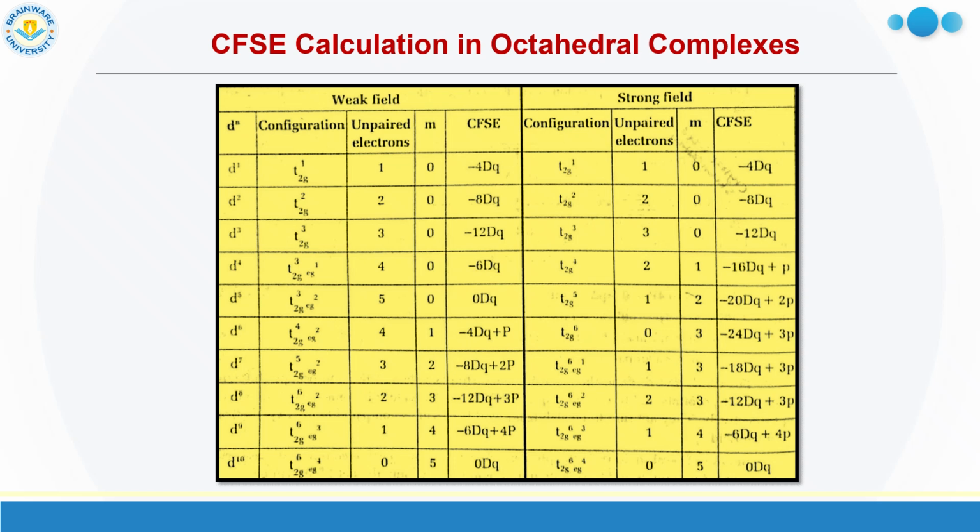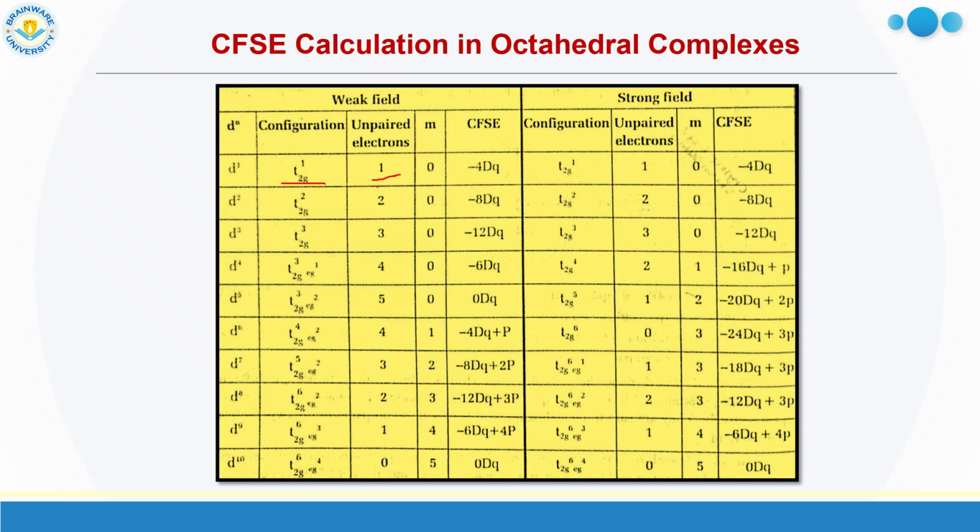Now depending on the number of electrons in the orbitals and their spin state, there will be the crystal field stabilization energy. So if we want to calculate the CFSE for the first, t2g1, the d1 case, there is one electron in the t2g level as we have seen already. How many unpaired electrons are there? One unpaired electron. So what is the CFSE? CFSE will be minus 0.4 Δo.